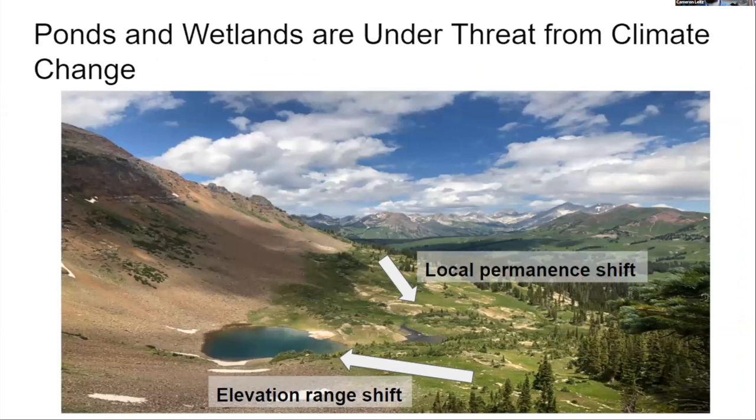So ponds and wetlands are also under threat from climate change. You can see in this figure that caddisflies are shifting their ranges to higher elevations in response to increasing temperatures due to climate change. And then we're also seeing local range shifts from more temporary ponds that have been drying up more recently to more permanent ponds that last throughout the year.